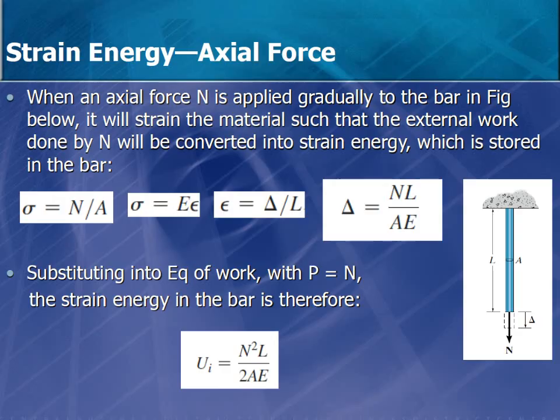because we know that external energy is equal to internal energy, and we know that external energy basically will be 1 over 2 p, assuming p is equal to n delta, and I know delta from here, so bringing back here will be n square L, the 2 is there, so it will be n square L over 2AE.